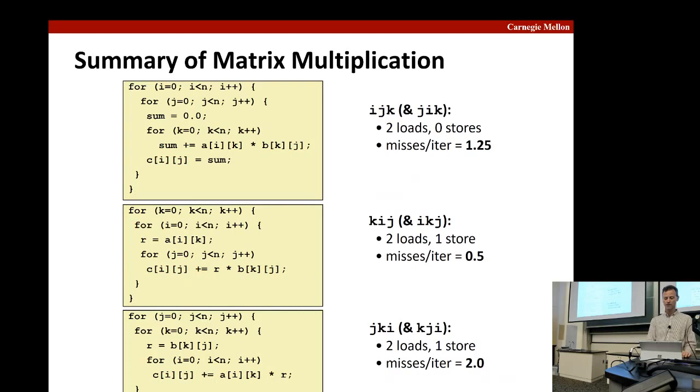All right, good. And this is just summarizing again the misses per iteration. This is the best case.